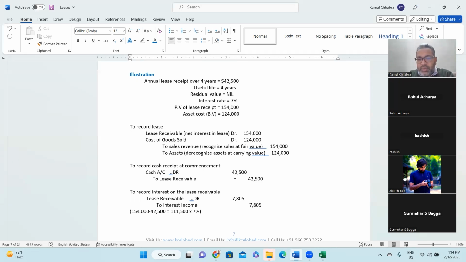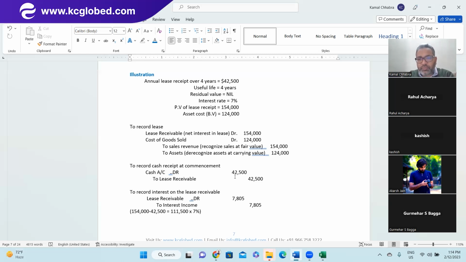So how do you identify whether this lease is a sales type lease or not? If you see, present value of the lease receipt is how much? 154,000, which is more than 124,000, the asset value. So it is considered as a sales type lease. And second, if you see, the useful life is 4 years and the lease is also 4 years, right? So it is considered as a sales type lease.